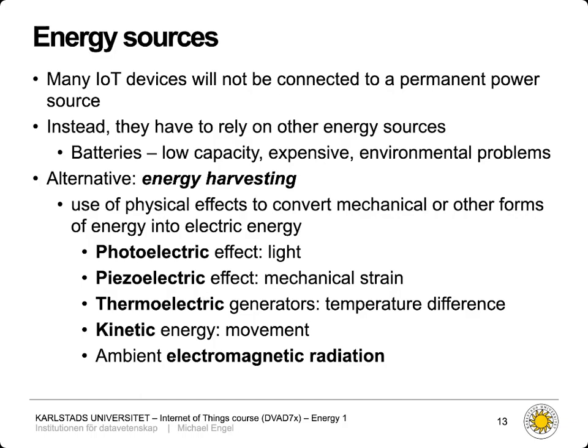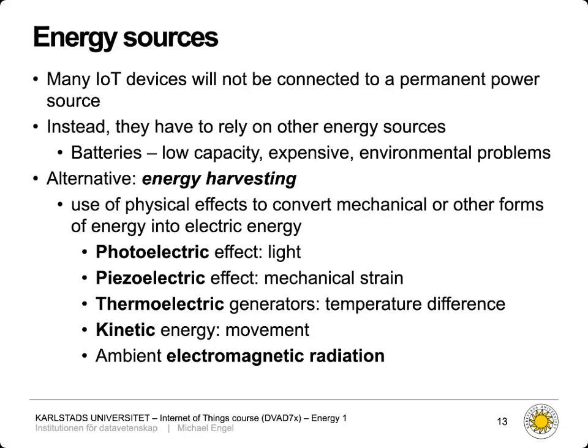So after learning about how to actually analyze the energy consumption, of course, we need to figure out where all our energy comes from. We've already noticed that very many IoT devices are not connected to a permanent power source. So this means they have to rely on other energy sources. And this can be just non-rechargeable batteries. These usually have a low capacity, are expensive, and might cause environmental problems because they might, for example, be dependent on the procurement of rare earth materials from the ground, which are often produced under not very environmentally friendly conditions.